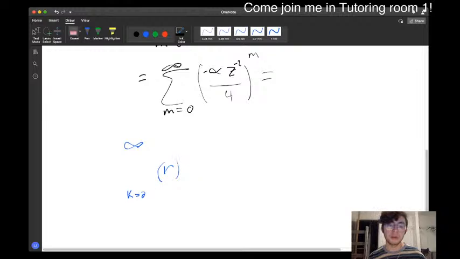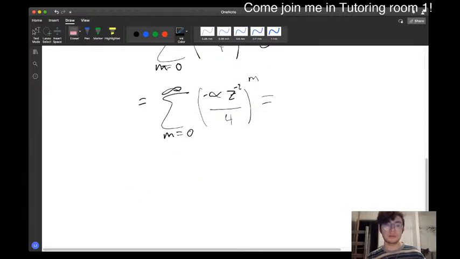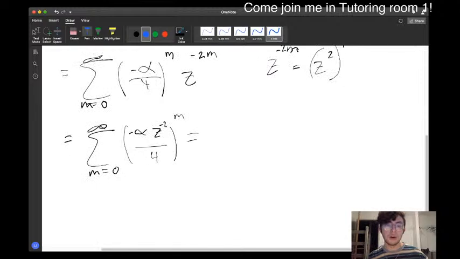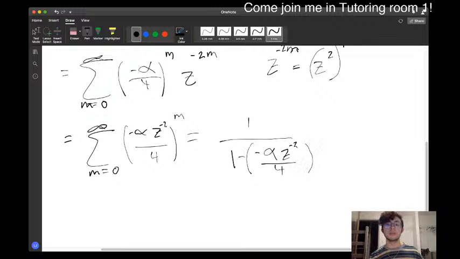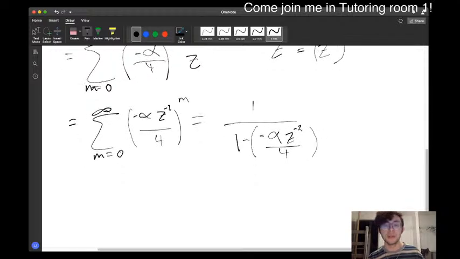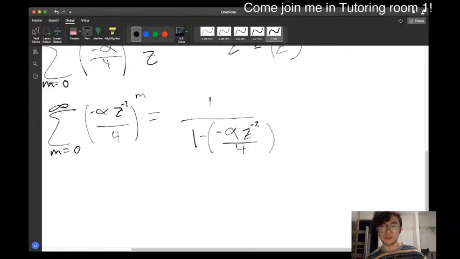Because when we're deriving these z transforms, we're working under the assumption that the z transform converges. We're assuming that our series converges, so everything's defined as a series. So if we apply that formula, 1 over 1 minus r, then we get this one. We're assuming that that exists.